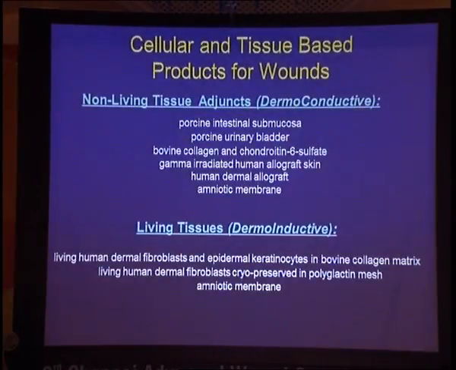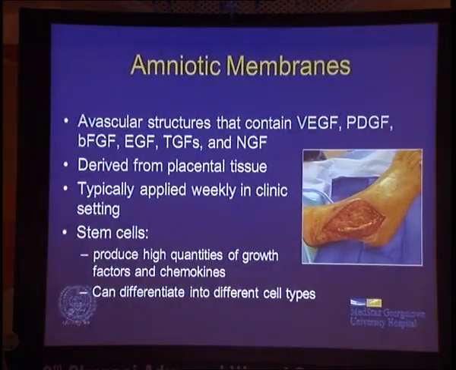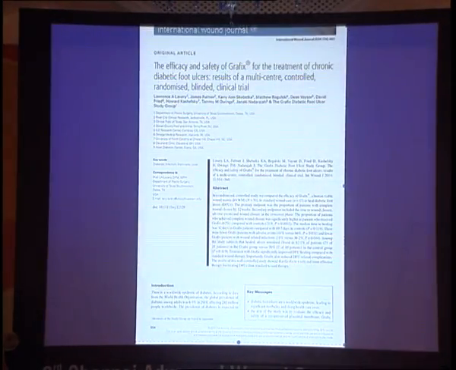So we have a lot of products that are available. These are called cellular and tissue-based products for wounds. Many of these will be discussed and looked at here. These come in either living or non-living form. Some of the newest technologies for these include amniotic membranes, and I'll look at some of that later on in some of our other discussions. These have been highly successful. Larry Lavery and others have published on this very recently, looking at these amniotic tissues used as stem cell donors onto the wound site, making a huge difference.